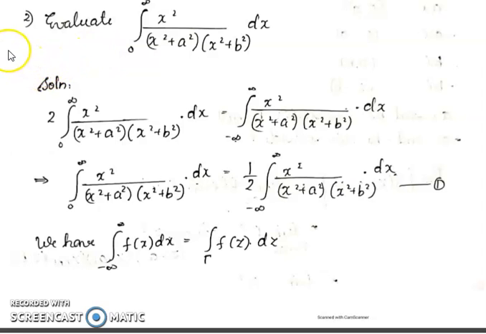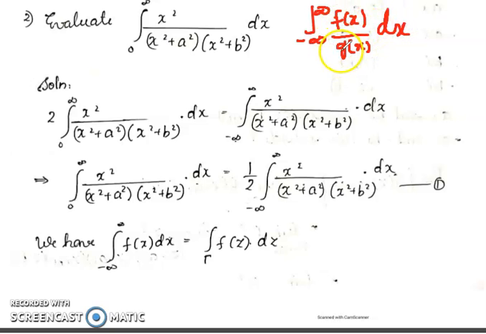We'll continue with the problems. Now we are dealing with problems of the form integral minus infinity to infinity f of x by g of x dx or g of x by h of x. So whatever it is, numerator will be a polynomial in x, denominator will be a polynomial in x, okay?